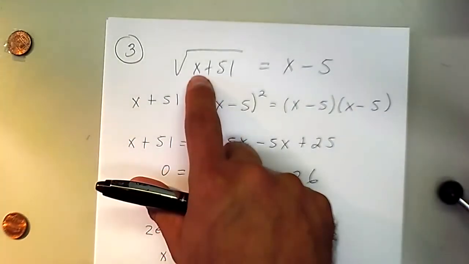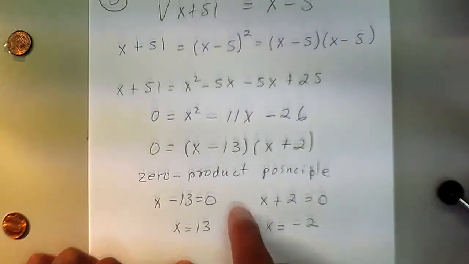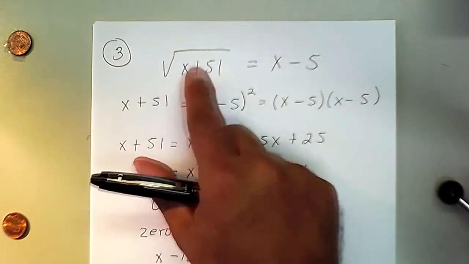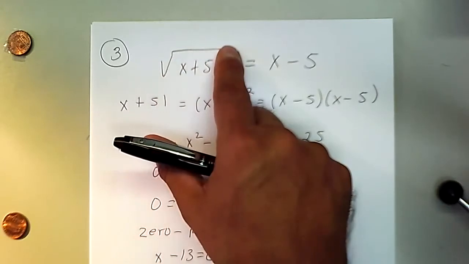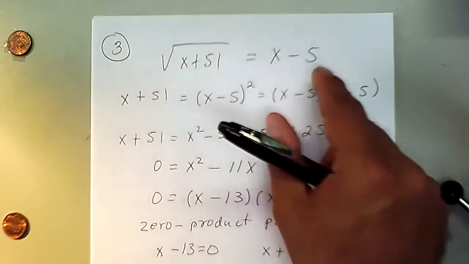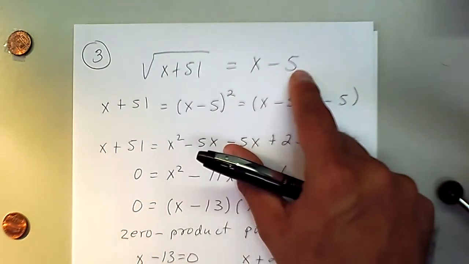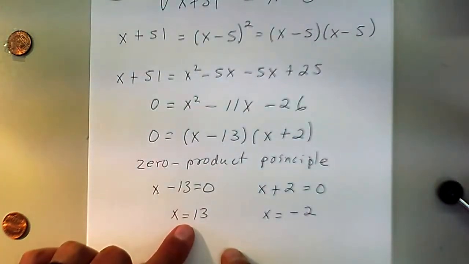Let's check 13. When the problem is complicated enough, we can just write this down, but I'm thinking we can do this in our head. 13 plus 51 is 64. Square root of 64 is 8. Now remember, that's 8 on the left side of the equation. 13 again, minus 5 is 8. It checks. 8 equals 8, so we're good. This 13 works. We're going to keep it.